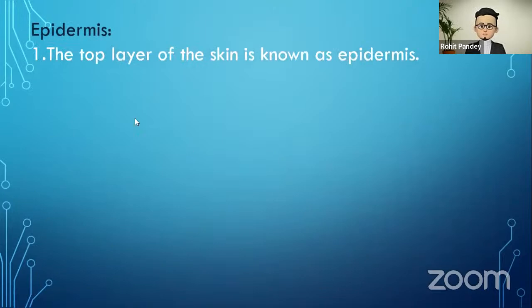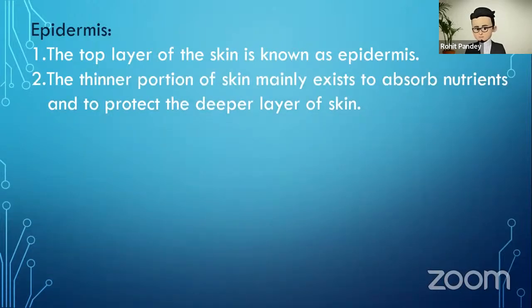Epidermis. As I told you, epidermis is the top layer of the skin. Epi means upper, and dermis is used for skin. The thinner portion of the skin mainly exists to absorb nutrients and to protect the deeper layer of the skin. So epidermis is the thinner portion of the skin, and it absorbs nutrients and protects the deeper layer of the skin.